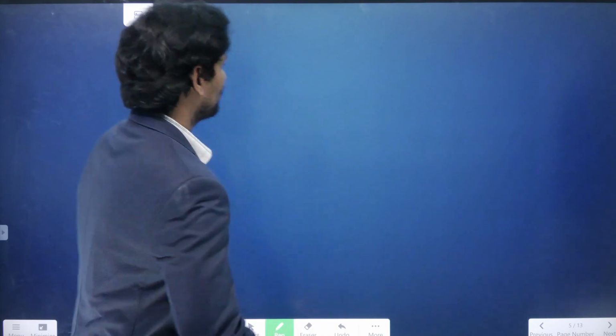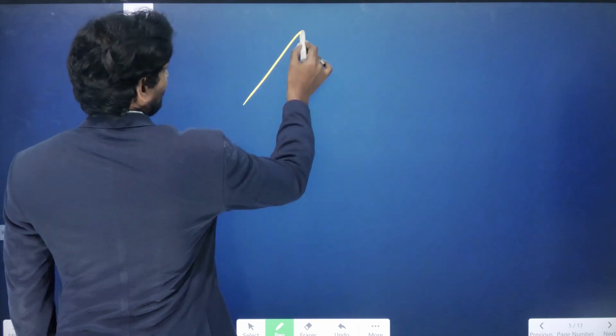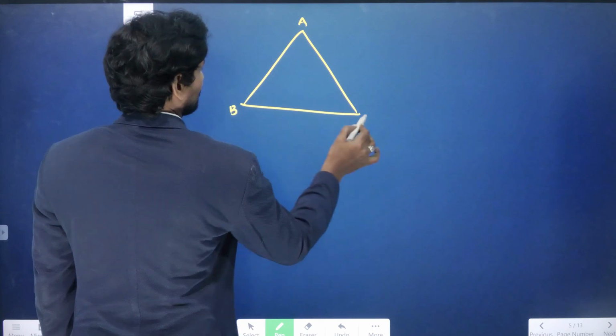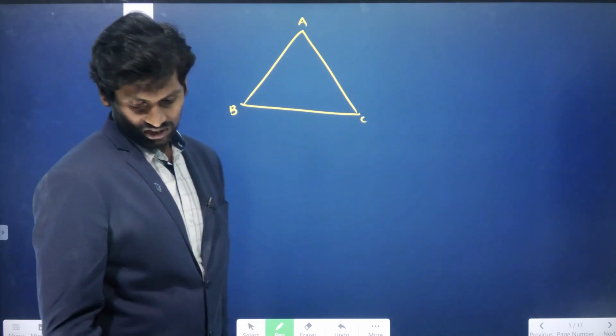Question number 10: given that in equilateral triangle ABC, the side BC is trisected at D. Let me draw a diagram. ABC is an equilateral triangle. AB, BC and CA lengths are all equal.